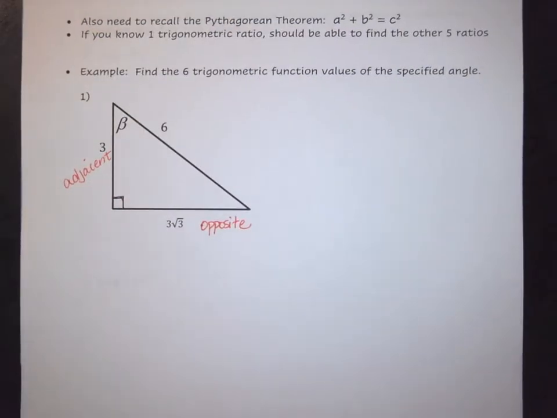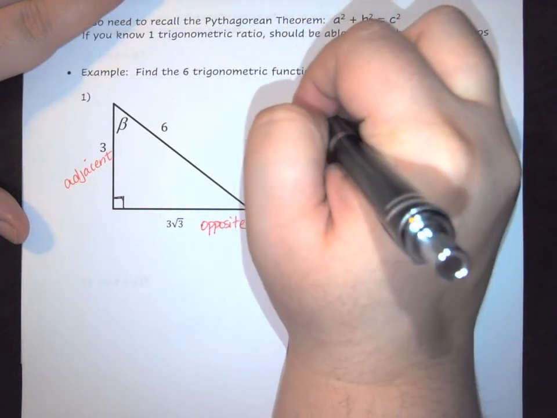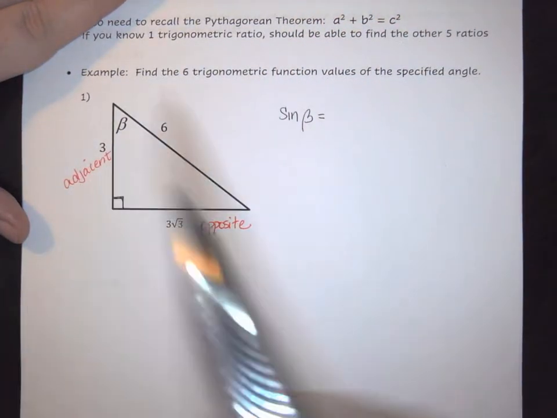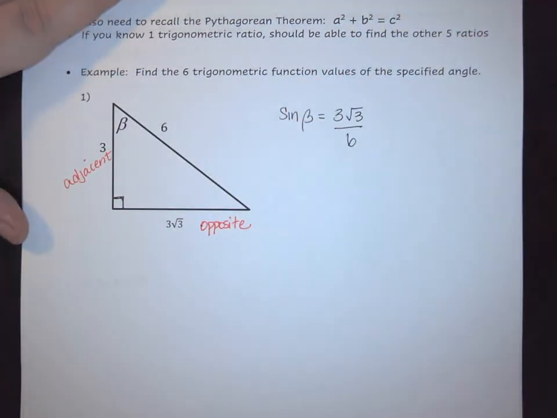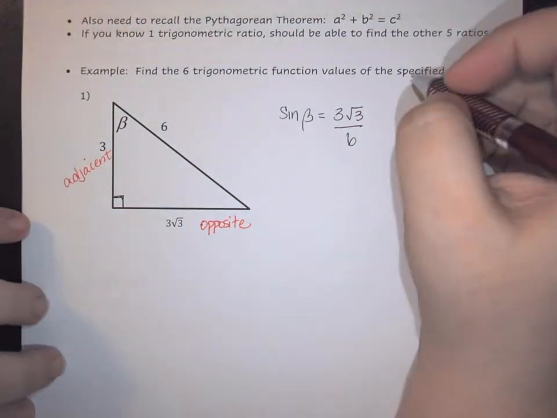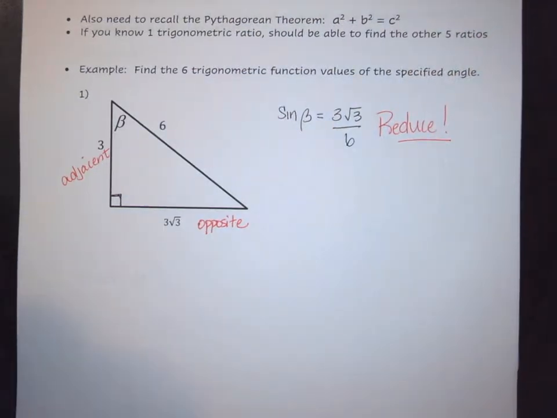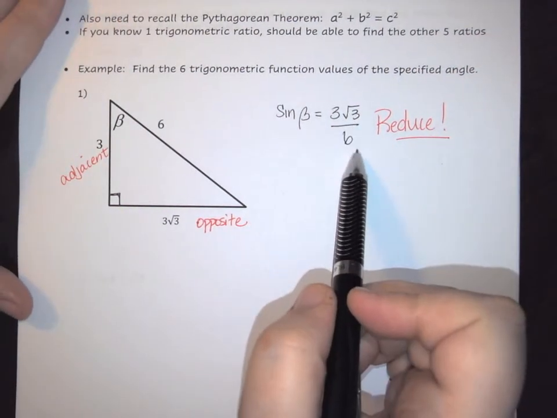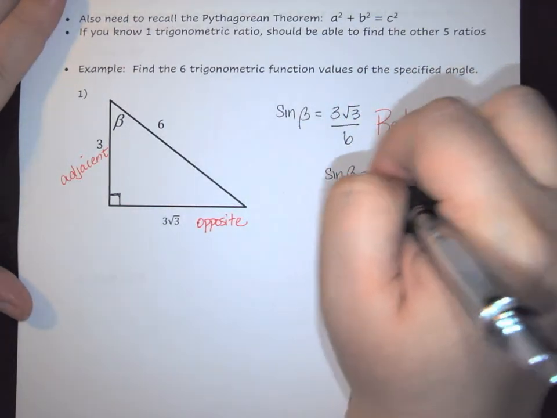So essentially, all we're asked to do here is find the 6 trig functions that are related to this triangle. You always want to start with the major ones or the easy ones we know. So we know that the sine of beta is going to be opposite over hypotenuse. So this is going to be 3 square roots of 3 all over 6. Now the biggest thing you have to remember here is you must always reduce. So in this case, 3 over 6 will reduce down, and we get that the sine of beta is going to be the square root of 3 over 2.